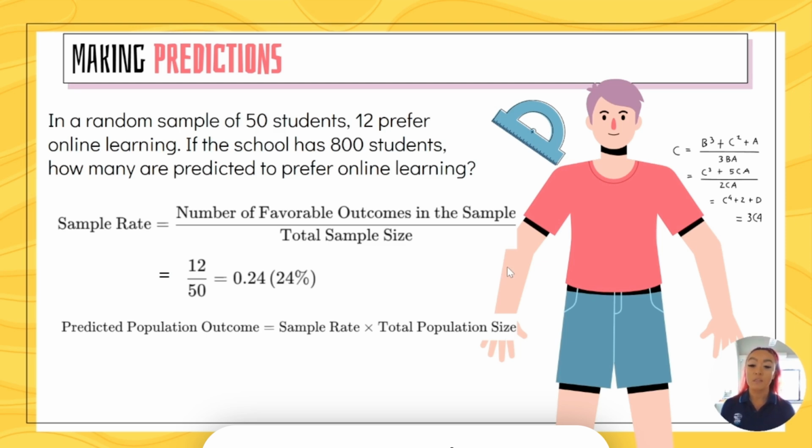Now we'll use the predicted population outcome. So we'll multiply the sample rate that we just found by the total population size. So that would be 0.24 times 800, which is 192. So it's predicted that 192 students in the school prefer online learning.